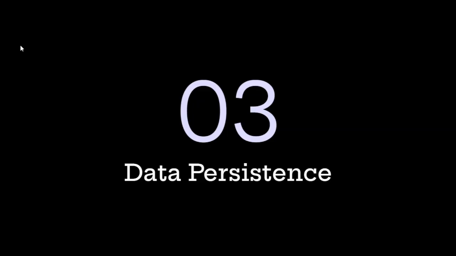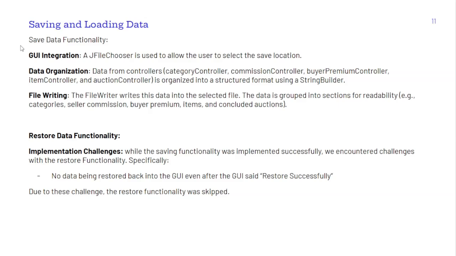This is section 3, data persistence. So saving and loading the data. So, save data functionality. The GUI integration that we used was a JFileChooser, which allows the user to select the save location.